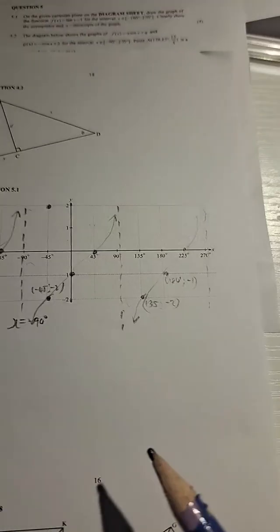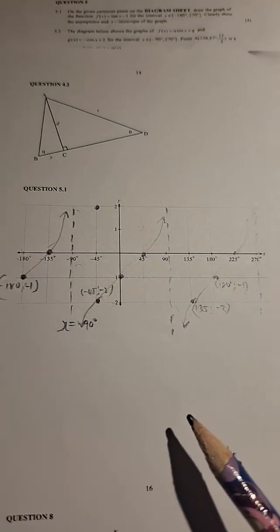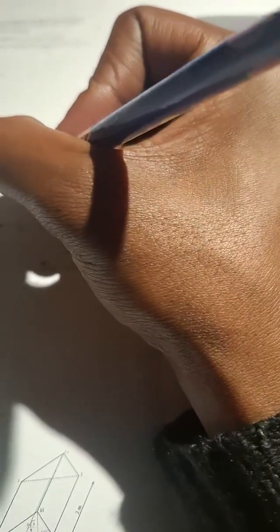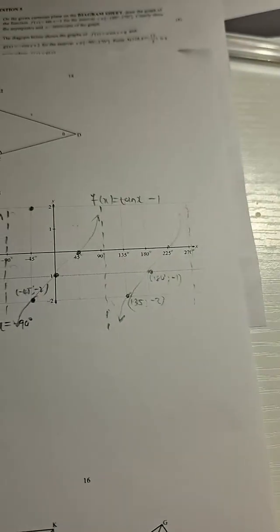Yeah, negative 180 and 1, negative 1. No, these are pivotal points. 180 and negative 1, 135 and negative 2. See, these are important. So you have these points, you can then sketch the graph and then you label it, right? Label it, and the label there is f of x is equal to tan of x minus 1.